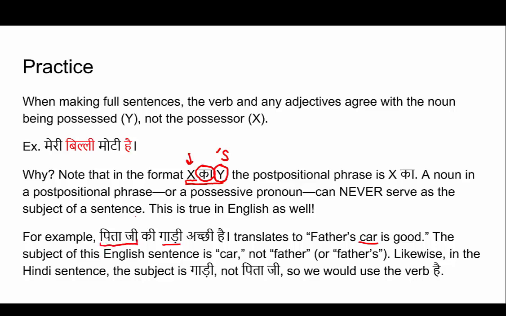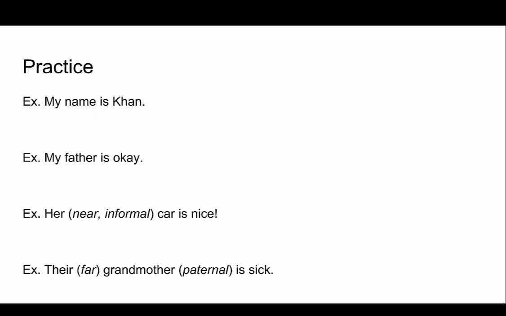Remember, because pitaji is part of the postpositional phrase, with ki being the postposition. So we would use the verb hai, and we would say achhi. This rule that a noun in a postpositional phrase can never serve as the subject of a sentence will be important as you learn more Hindi grammar, so be sure to understand it. Now, let's start with some practice problems.